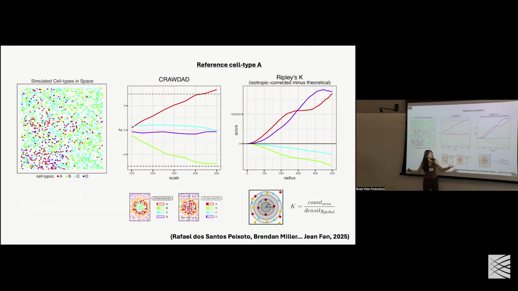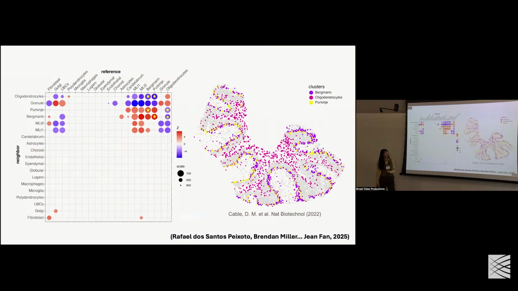So in this case, compared to a global background of cell type proportions, we see that cell type A is indeed colocalized with itself, but it actually is also colocalized with cell type B here, which in our context we think is not an appropriate conclusion. But this is, I think, more evident when we consider real data.